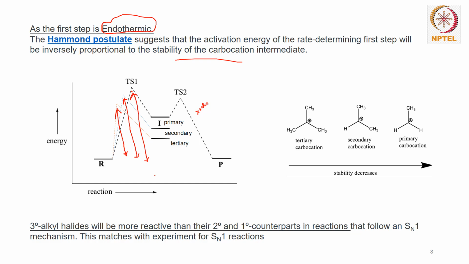Okay, I think it's clear. So 3-degree halides will be more reactive than their 2-degree and 1-degree counterparts in reactions that follow the SN1 mechanism, and this also matches with the experiment of SN1. So in the first case we discussed the SN1 reaction, and the Hammond postulate successfully describes and supports the result we got from the simple SN1 reaction.